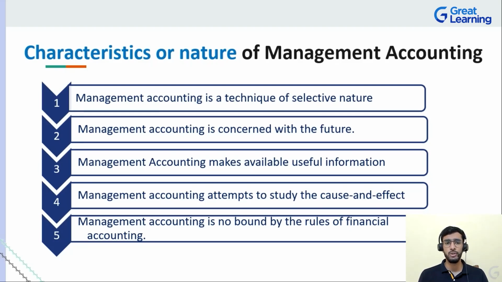Now, coming to the fourth point, that is management accounting attempts to study cause and effect. In financial accounting, they basically deal with the analysis of the profit and loss statements. In management accounting, they attempt to study the cause and effect relationship that impacts the profit and the profitability of the business.